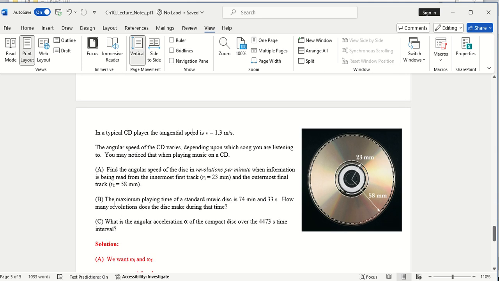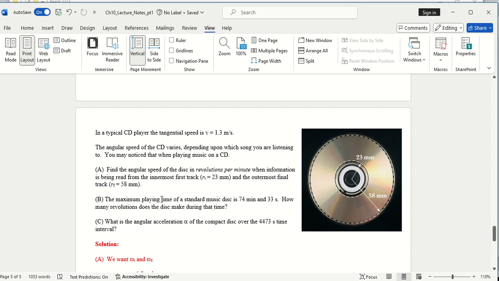In other words, we'll call it R1 is 23 millimeters. We have our initial is 23 millimeters, and then you go out to the last track, your R final is 58 millimeters. So I want to know my omega initial when I'm listening to the first track, and omega final when I'm listening to the last track.